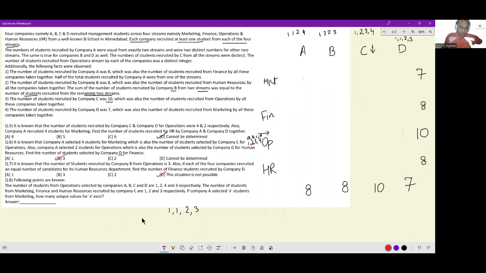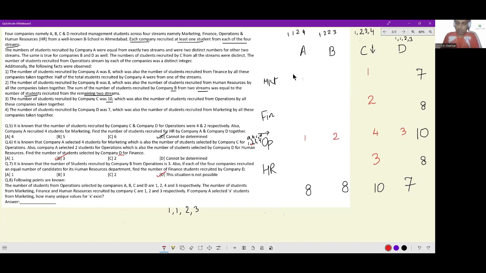The number of students from operations selected by company A, B, C, D are 1, 2, 4, and 3. The number of students from marketing, finance, and human resources recruited by company C are 1, 2, and 3. If company A selected X students from marketing, how many unique values for X exist?